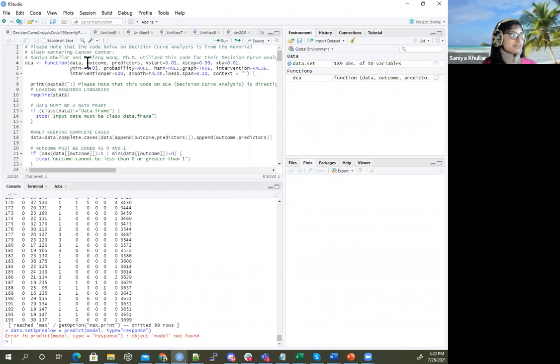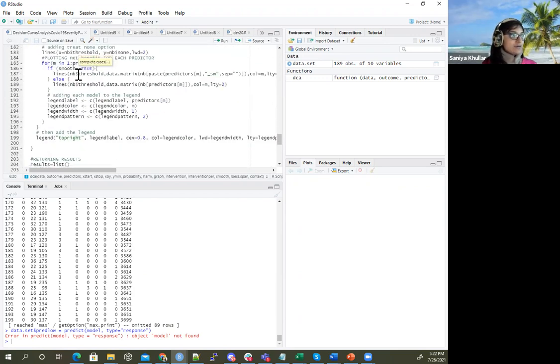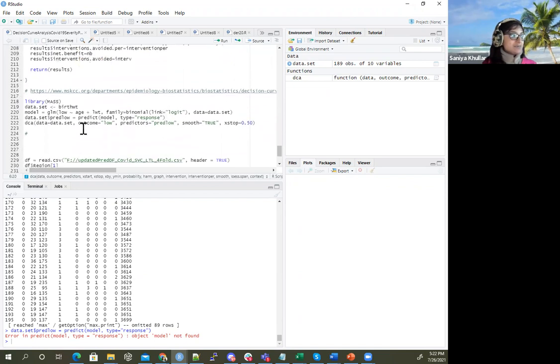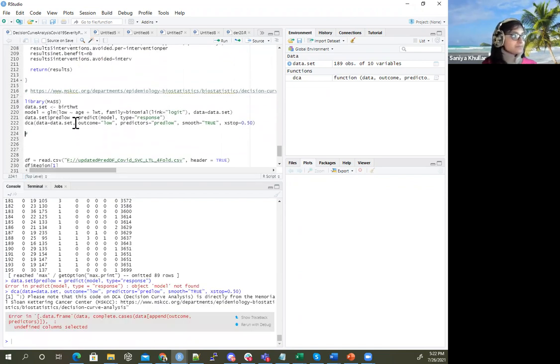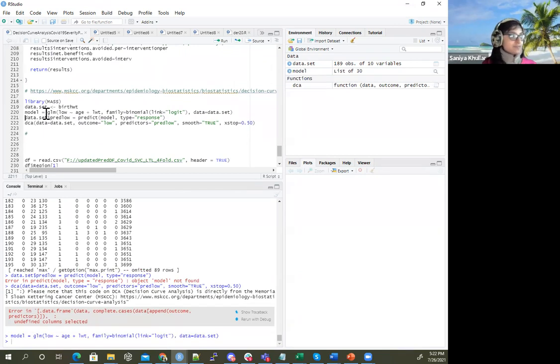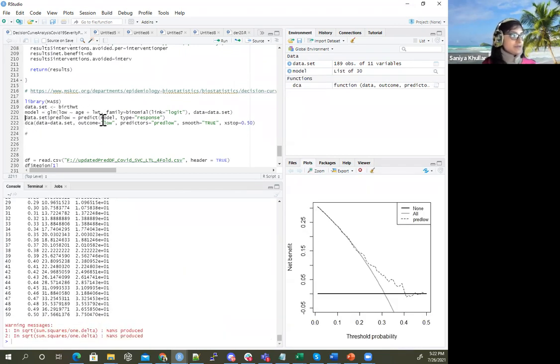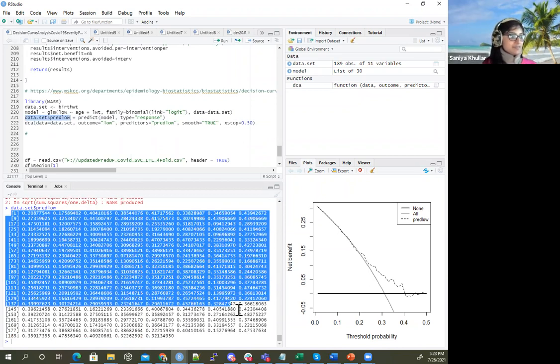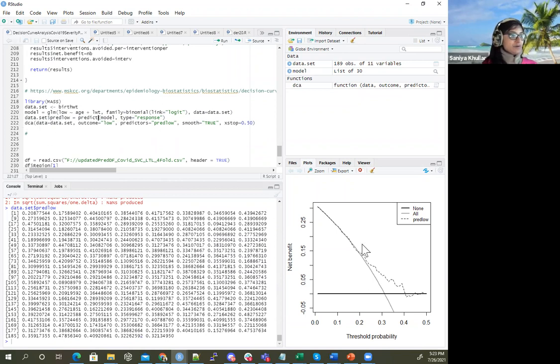So they provide the same function: data, outcome, predictors, and these are more for the plot that you get returned, and then the minimum y, which is the net benefit value that you want. So now you can see that we have this data set, we have this DCA that's been performed, and now we can run this model. Under the data set prediction low values, we have a set of predictions here. And we can then run DCA on this set of values and see how the threshold probability behaves.